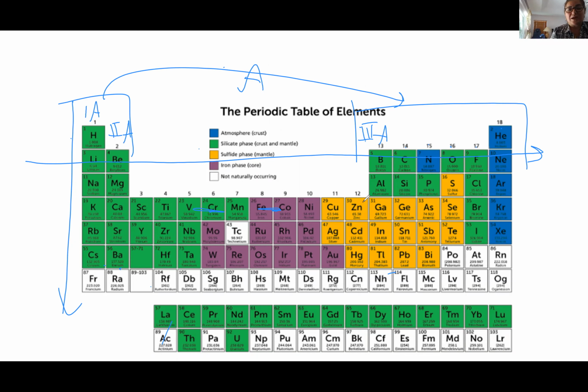Representative elements, then you have this group here. These are known as the transition metals. And then we have 2 rows of the elements under the periodic table. These are known as inner transition metals.